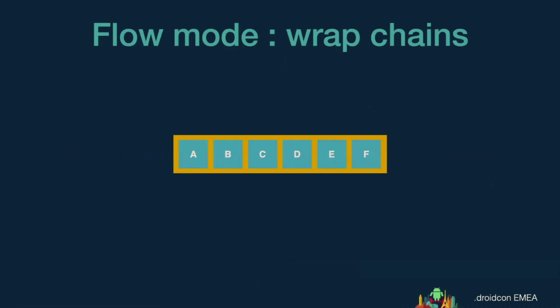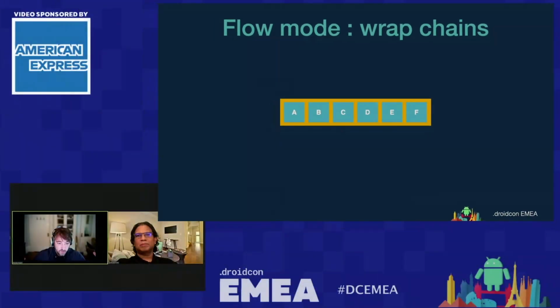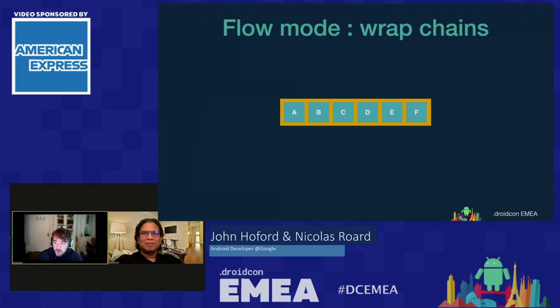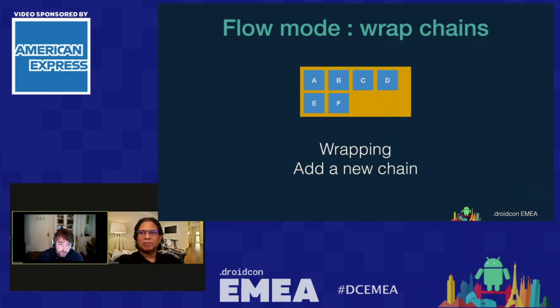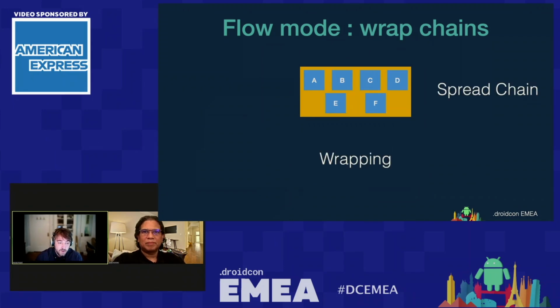The other mode that we have is this wrap mode, where you specify a chain, and if you have the amount of space available for it, that's okay. But if you don't, what happens? Essentially, we automatically wrap your views so that they are not off the screen. And then we can specify the behavior of those elements that are wrapped.